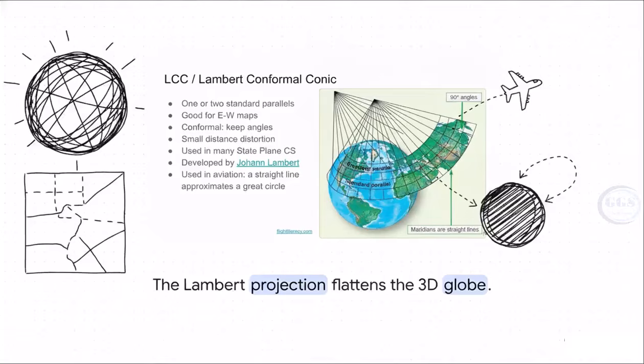Take the Lambert conformal conic projection developed by Johann Lambert. It projects the Earth onto a cone and unrolls it. It preserves angles beautifully, which makes it absolutely fantastic for aviation, where a straight line on the map approximates a great circle flight path. But as a trade-off, it distorts distances, especially the further out you get from its standard parallels.